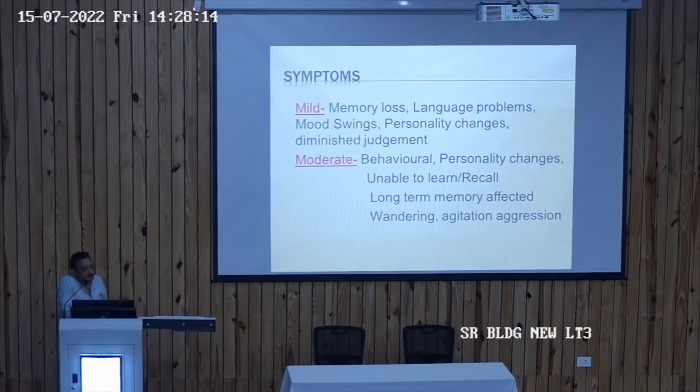Symptoms: basically, we can diagnose the patient with symptoms. Tests are advised later on. Main symptoms: mild memory loss, starting with short-term memory loss. Language problems, behavioral changes, personality changes, as I've told you, because the frontal lobe is involved, and diminished judgment. In moderate disease, the patient is unable to learn new things, and recall is affected.